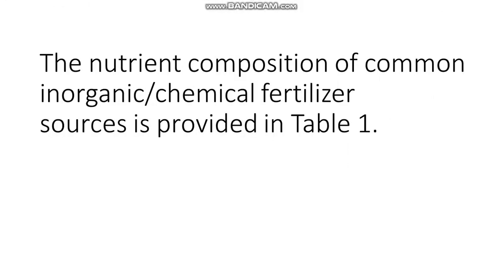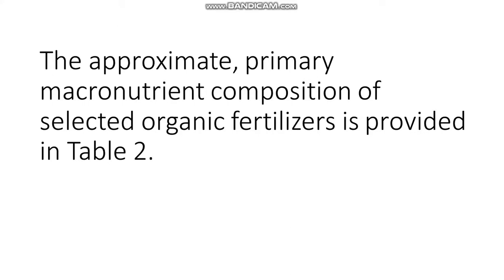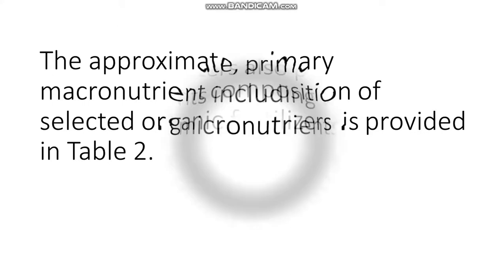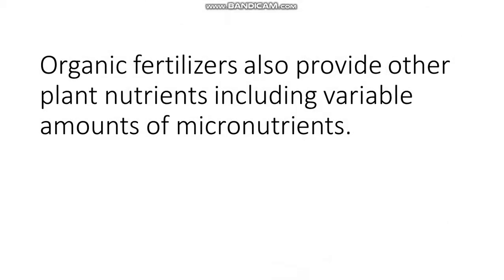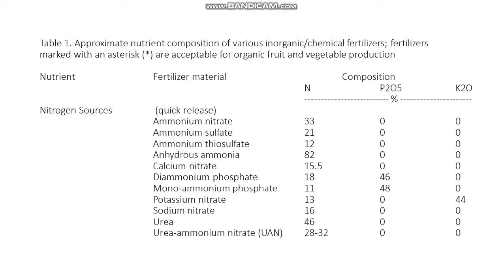The nutrient composition of common inorganic chemical fertilizer sources is provided in Table 1. The approximate primary macronutrient composition of selected organic fertilizer is provided in Table 2. Organic fertilizers also provide other plant nutrients including variable amounts of micronutrients. Here, Table 1 is showing us the approximate nutrient composition of various inorganic chemical fertilizers, and those fertilizers marked with an asterisk are acceptable for organic fruit and vegetable production. We have the nutrient sources, the fertilizer material, and the corresponding composition of nitrogen, phosphorus, and potassium.